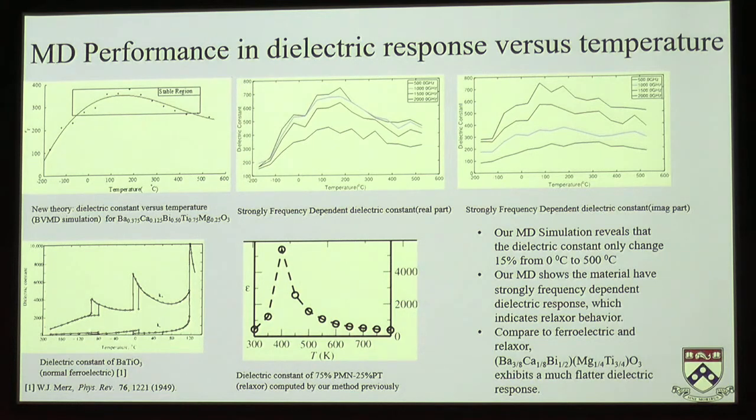So if you see the host material, barium titanium oxide, as you are approaching the Curie temperature here, the dielectric constant suddenly increases. So this is a very sharp peak. And if you have a normal relaxor, you will also have a sharp peak, but not so dramatic. But if you look at our temperature stable relaxor, you will see the dielectric constant response is very flat.